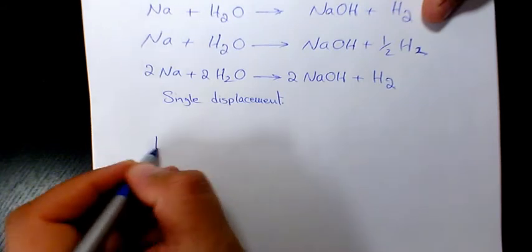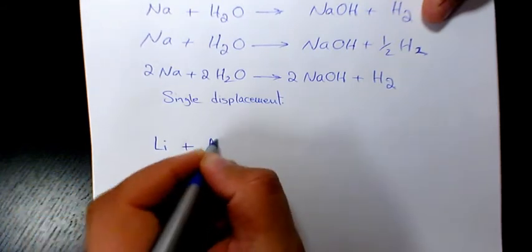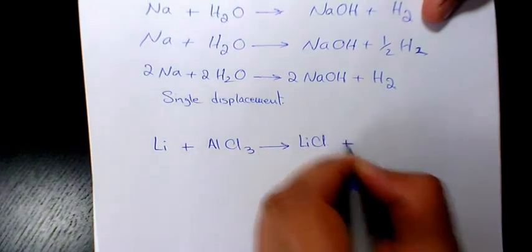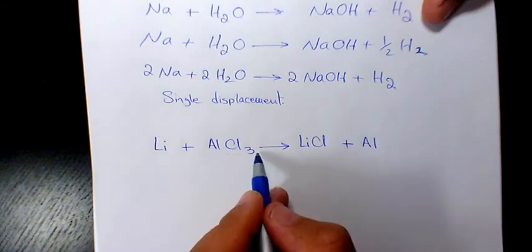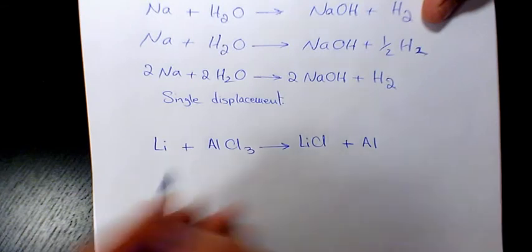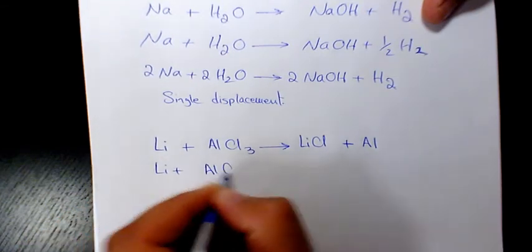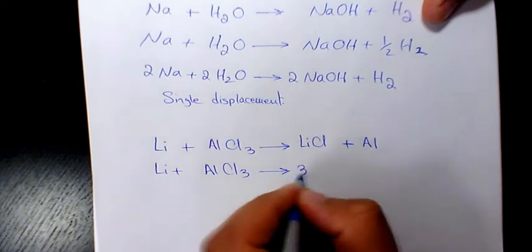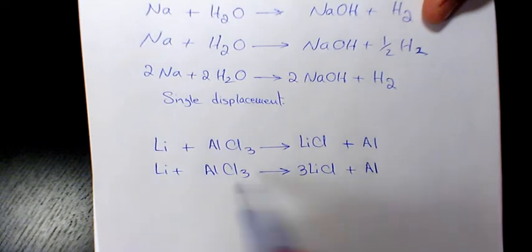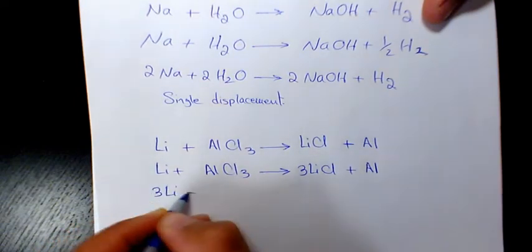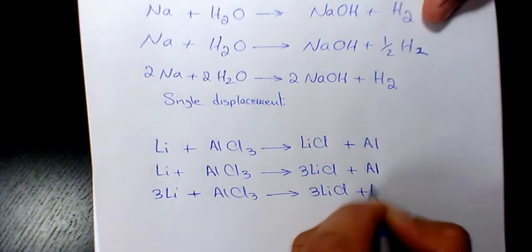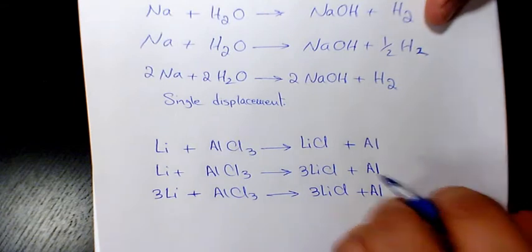Next one is lithium plus AlCl3. It's going to give us LiCl plus Al. Lithium plus aluminum chloride give us lithium chloride plus aluminum. So we have 3 chlorine and 1. So I'm going to say 3 LiCl. Cl's are balanced. The only thing not balanced is Li. So 3 Li plus AlCl3 is going to give us 3 LiCl plus Al. Now it is balanced.